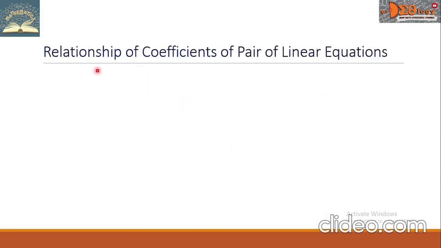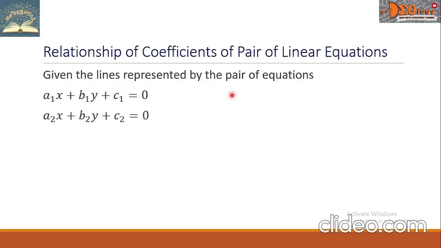Let us see now the relationship of coefficients of pair of linear equations. Given the lines represented by the pair of equations, a sub 1 x plus b sub 1 y plus c sub 1 equals 0. Second equation is a sub 2 x plus b sub 2 y plus c sub 2 equals 0. These lines, we call them intersecting lines if a sub 1 over a sub 2 is not equal to b sub 1 over b sub 2.